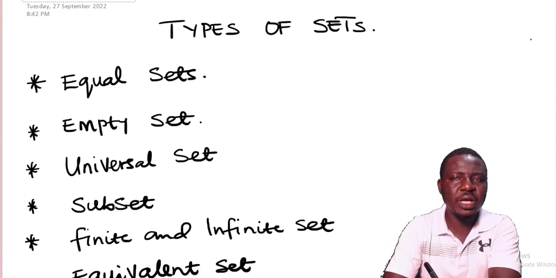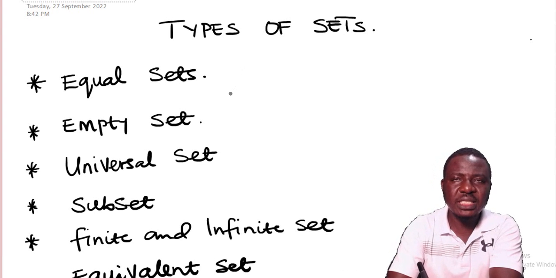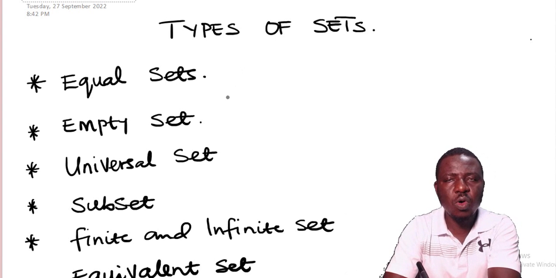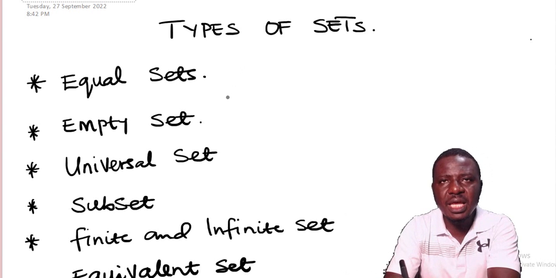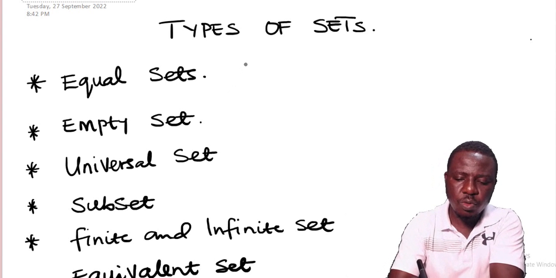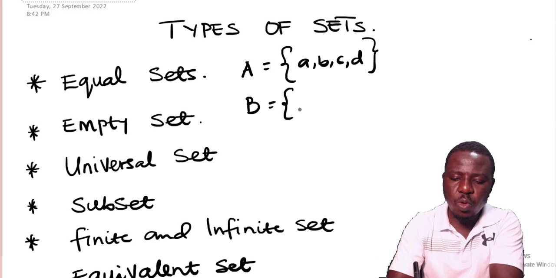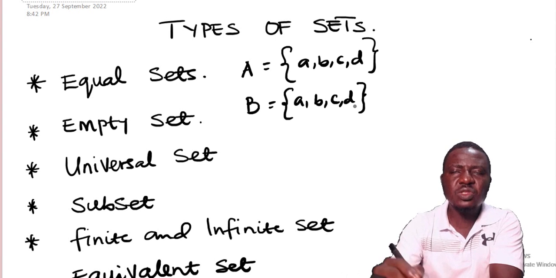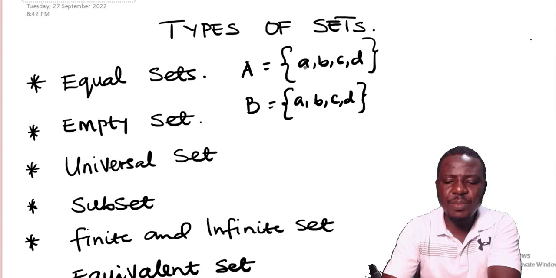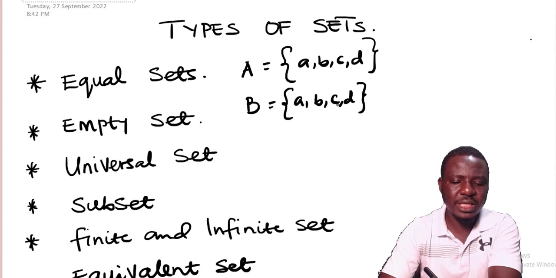Under types of sets, we shall be looking at equal sets. Two sets A and B are said to be equal if all the elements in A are contained in B. For example, if I have set A equal to {a, b, c, d}, and another set B equal to {a, b, c, d}, these two sets are said to be equal because all the elements in A can also be found in B.